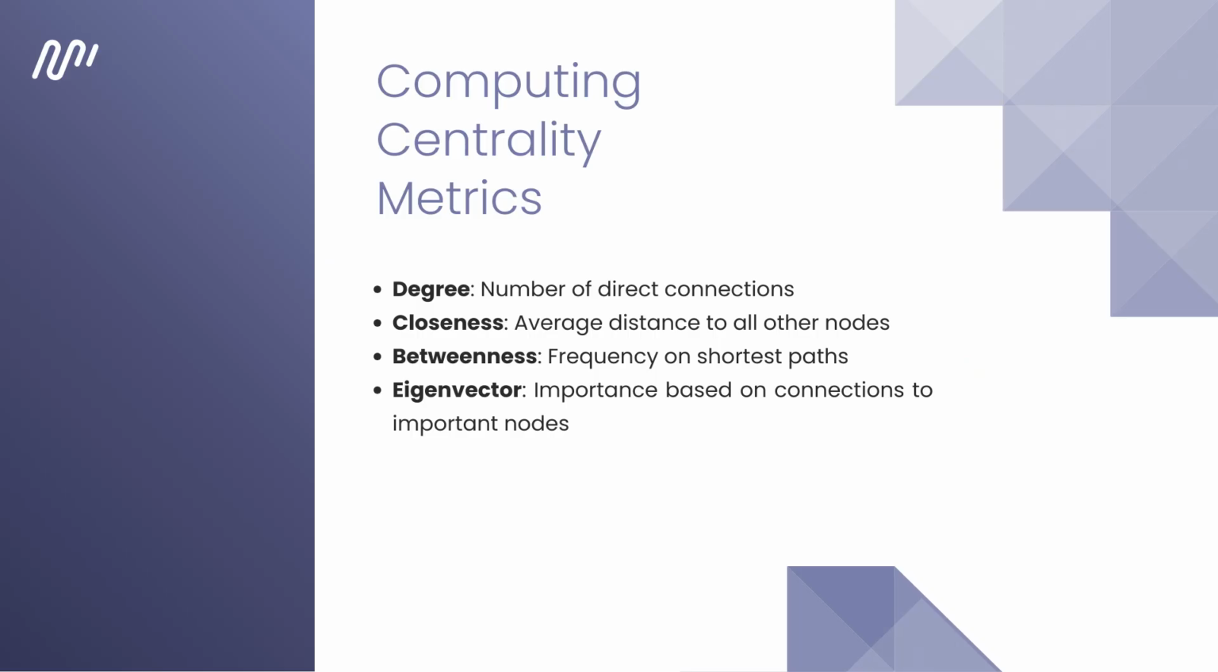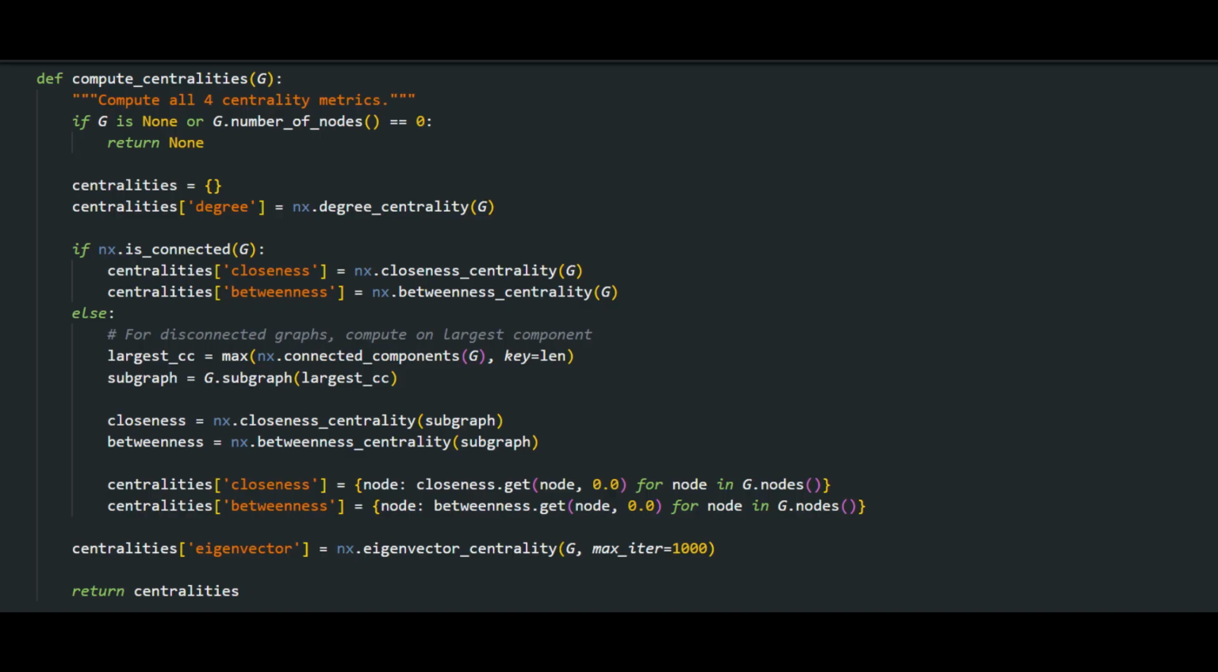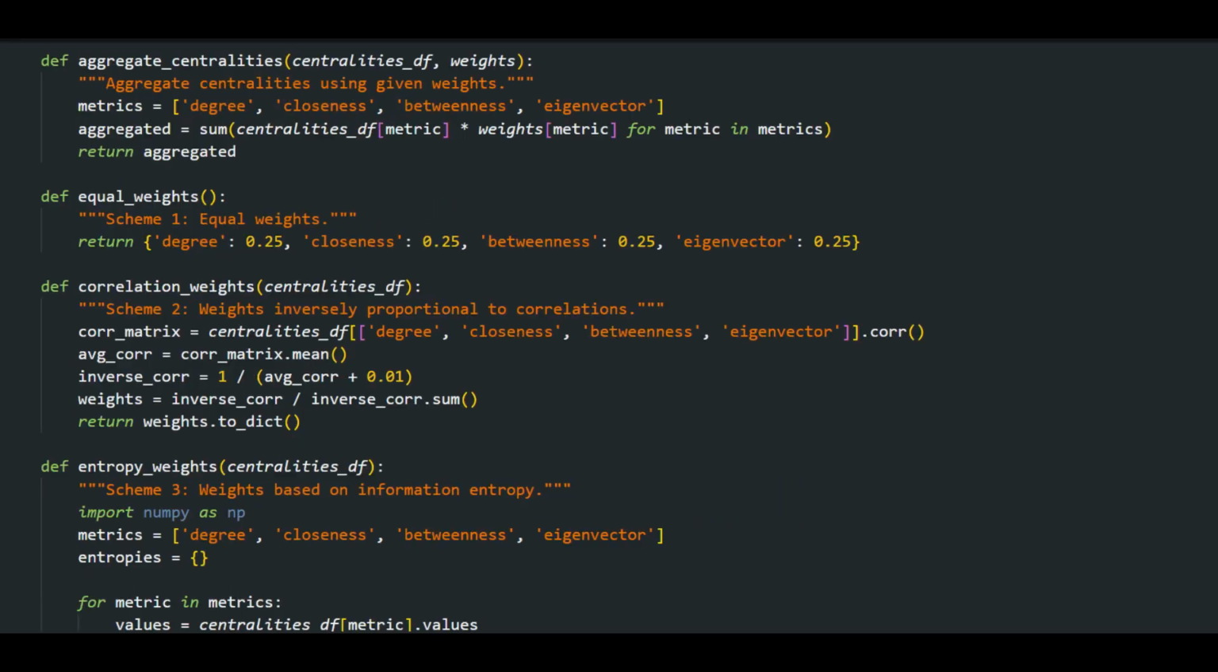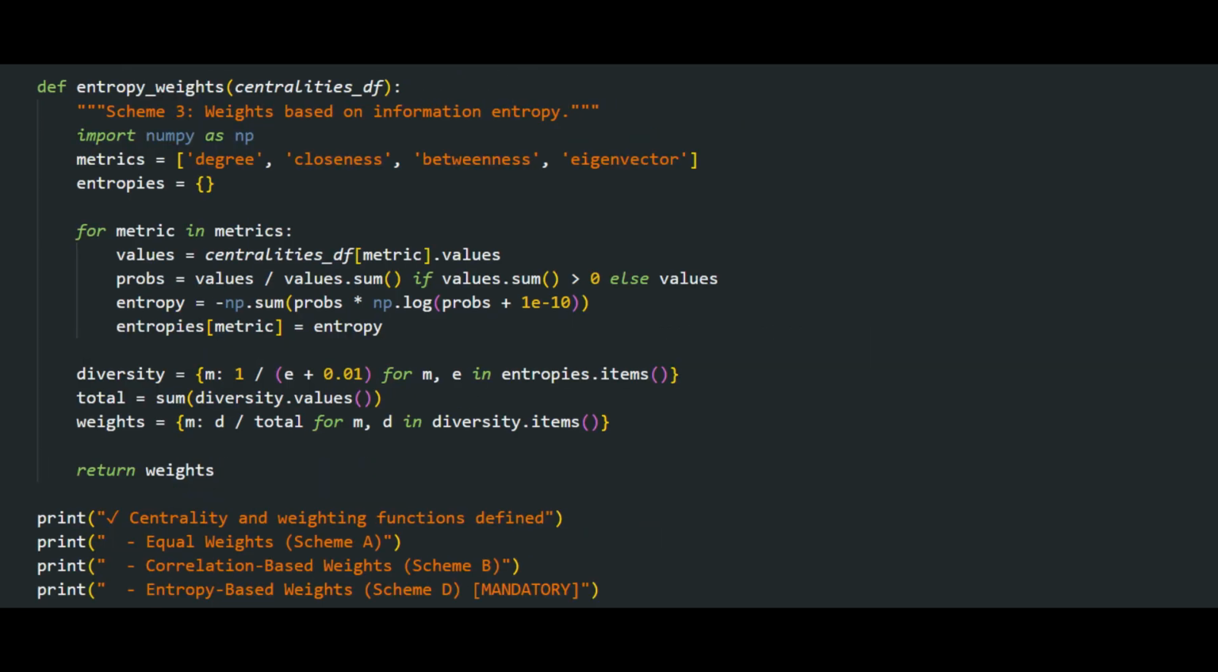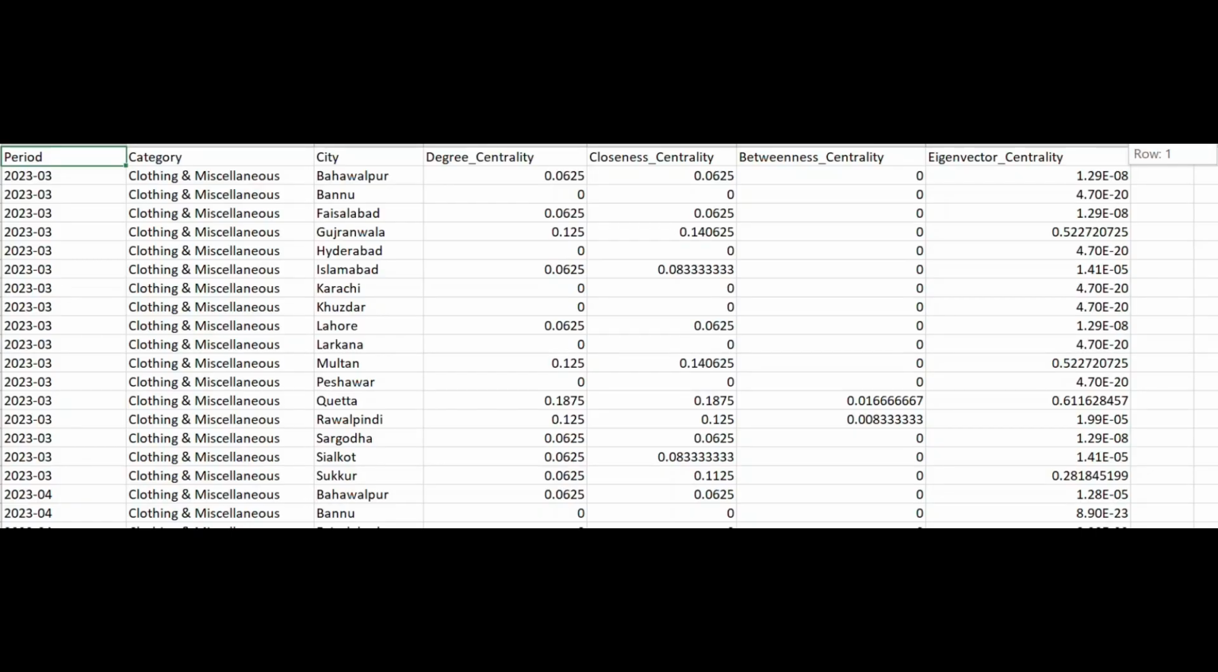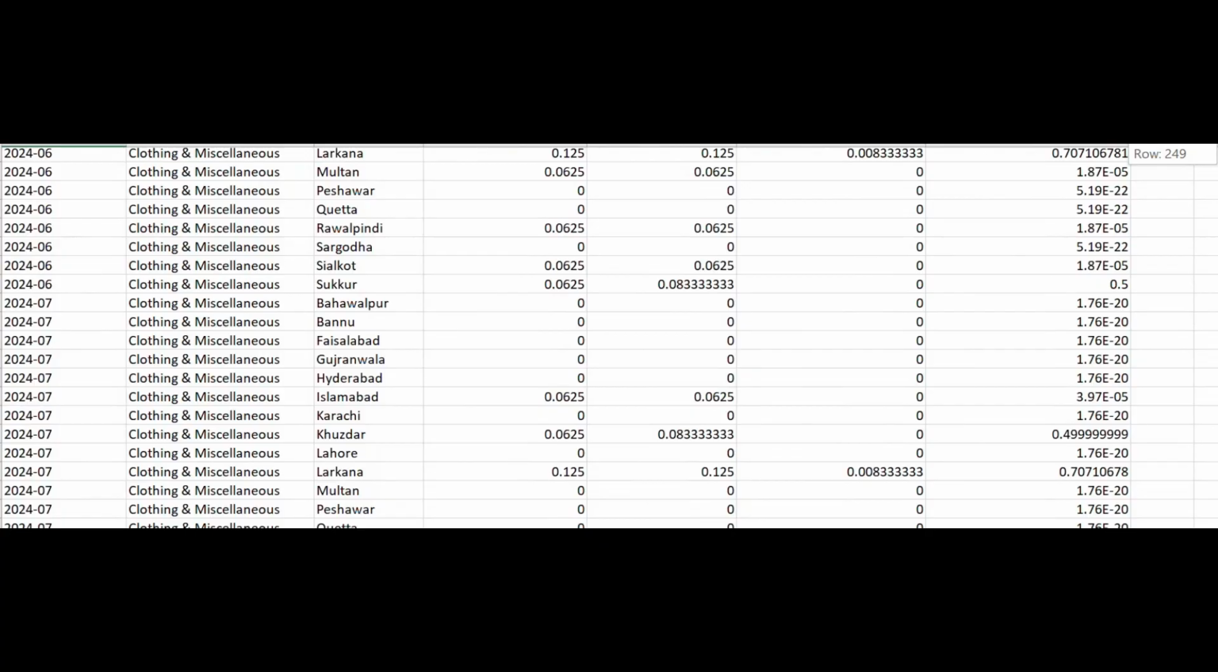We compute four centrality metrics for all 217 networks. Degree, which is the number of direct connections; closeness centrality, which measures average distance to all other nodes; betweenness centrality, which measures the frequency of the node on shortest paths; and eigenvector centrality, which measures importance based on the connections to other important nodes. Results are saved to a centrality store CSV with 3,689 rows.